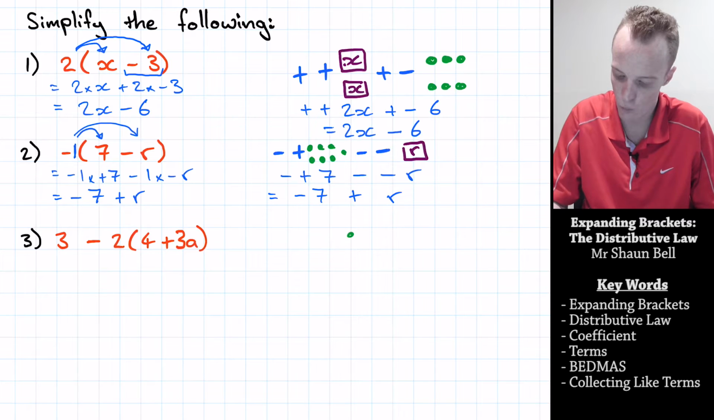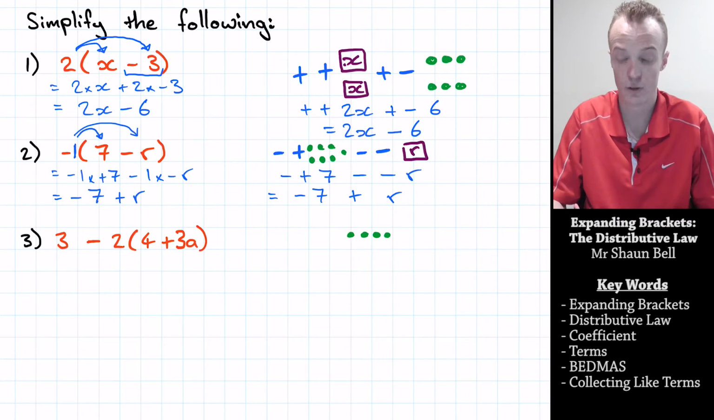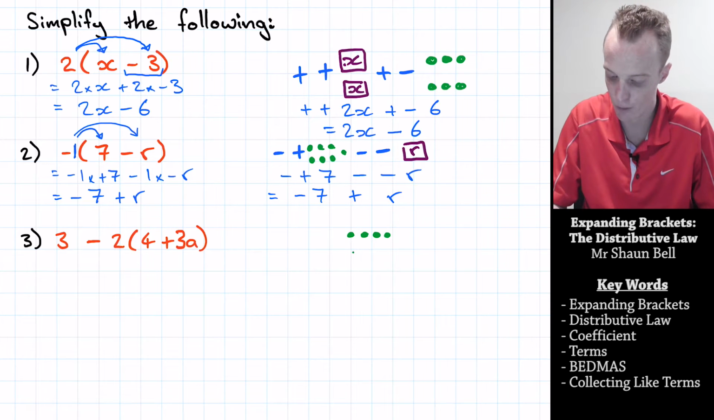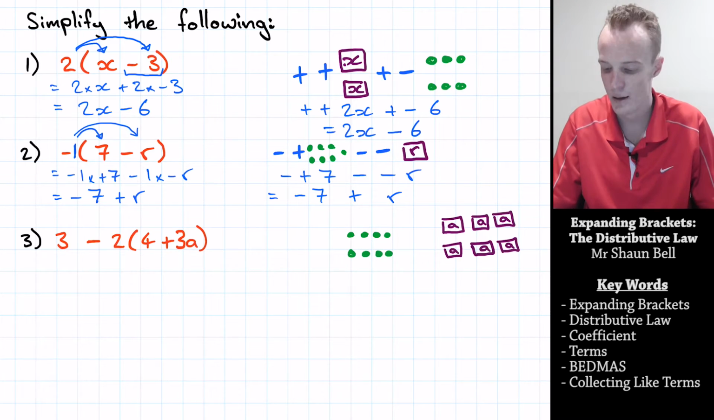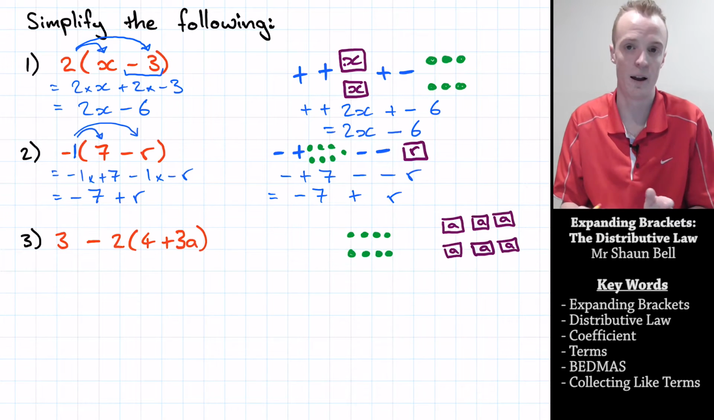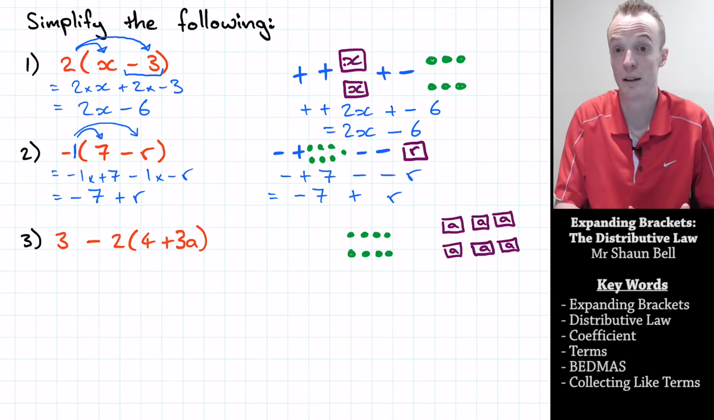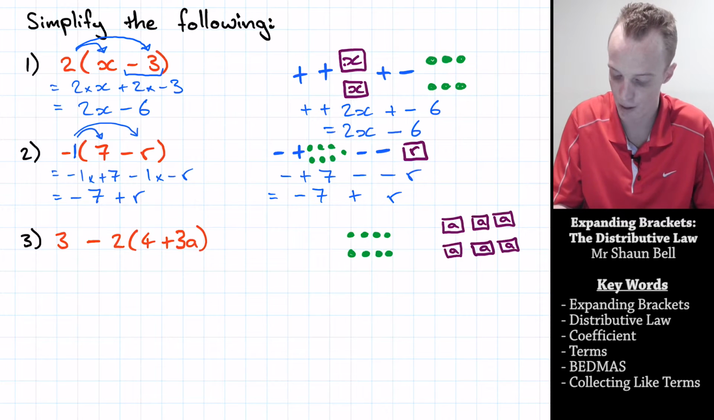So I've got 4 of these green dots, but of course I've got 2 lots of them, so I better write that 4 down again. And I've got 3 of these variables, which I'm going to put as little a's. But once again, I've got 2 lots of them, so I need to add another 3 a's. Now, whilst I'm concentrating on the right-hand side of the problem, I can't just completely ignore the 3, it still needs to be here. So I'm going to put that 3 at the front of the problem.